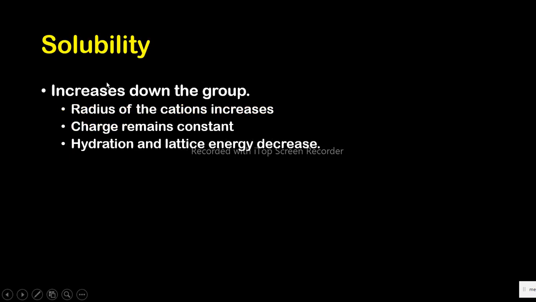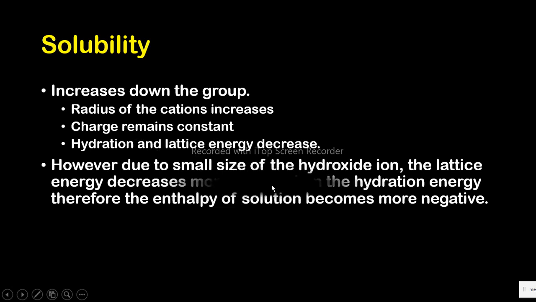So, the increase is due to the radius. You can see it is decreasing. The charge density remains the same. However, the lattice energy is going to decrease more than the hydration energy. So due to the small size of the hydroxide ion, the lattice energy decreases more rapidly than the hydration energy. Therefore, the enthalpy of solution becomes negative.